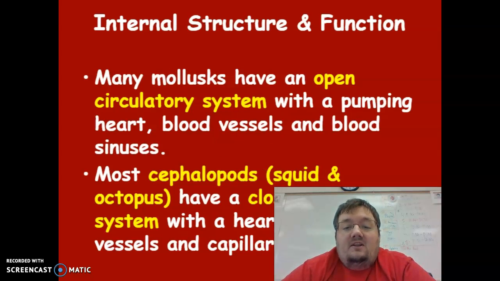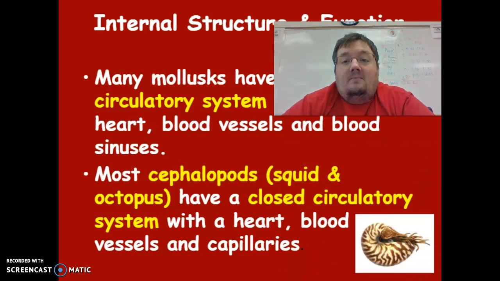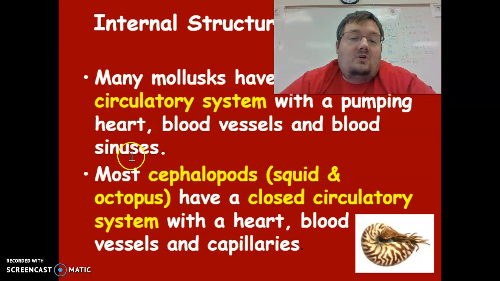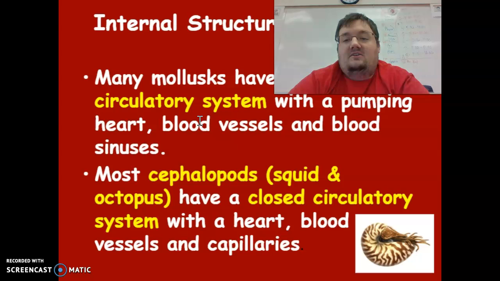Most cephalopods, though, like squid and octopus, are actually a lot more advanced than the majority of mollusks, and they have a closed circulatory system. So they have a heart and they have blood vessels and capillaries. So the vast majority of mollusks have this open circulatory system, which is more primitive. Blood's just all over the place to nourish the rest of the cells in the body. But cephalopods, the most advanced mollusks that we'll talk about, they actually have a closed off circulatory system like we do.